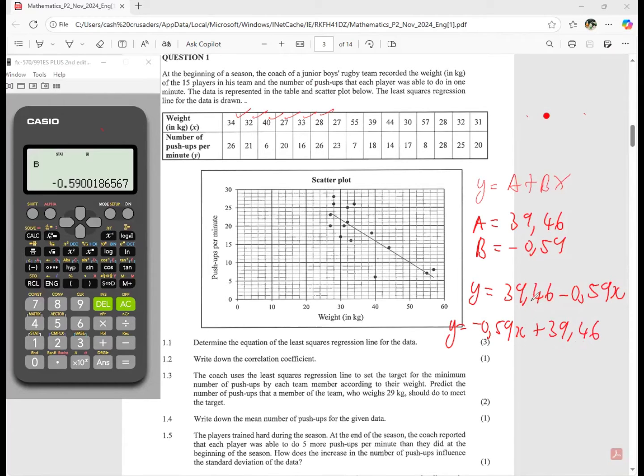When you're writing it like this, you are simply writing it in the format of a straight line, because your least square regression line is actually a straight line. This is the line that we are talking about. Now, okay, that would be your 1.1.